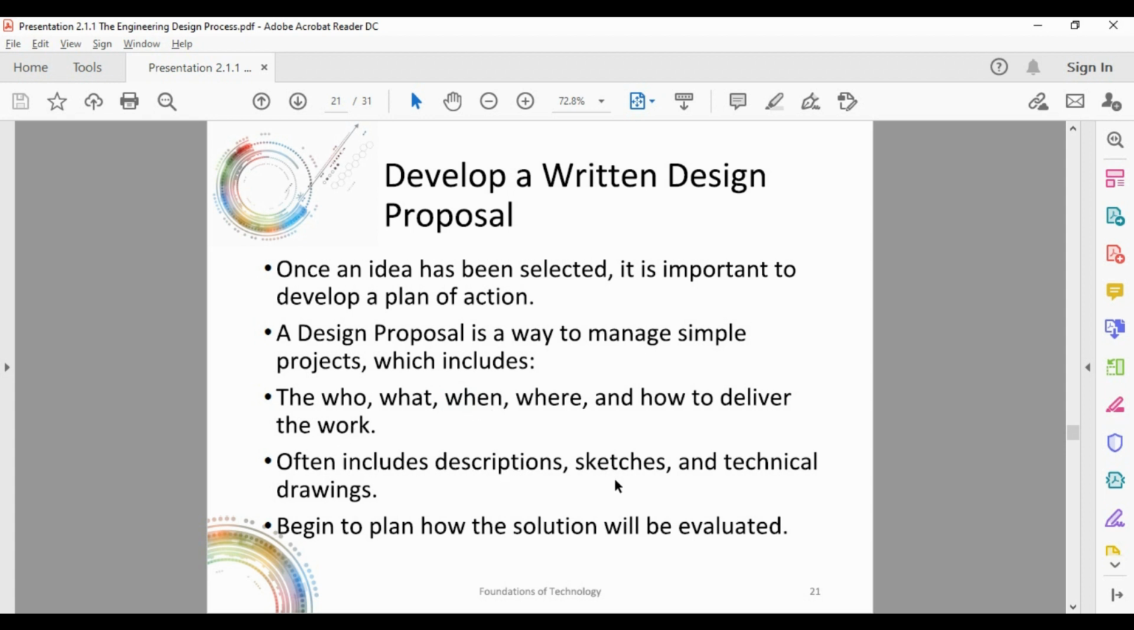This often includes descriptions, sketches, and technical drawings. We're going to talk about how to do technical drawings. I've already introduced some of the basic ideas behind sketches, but we're going to build on those. And then begin to plan out how the solution will be evaluated.